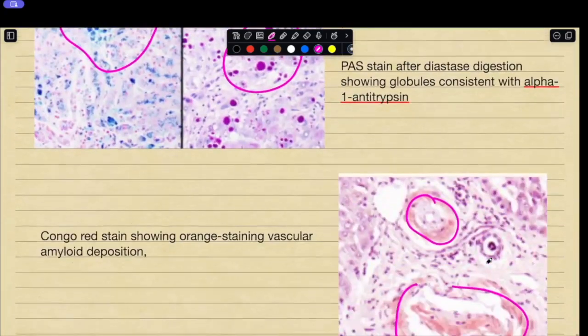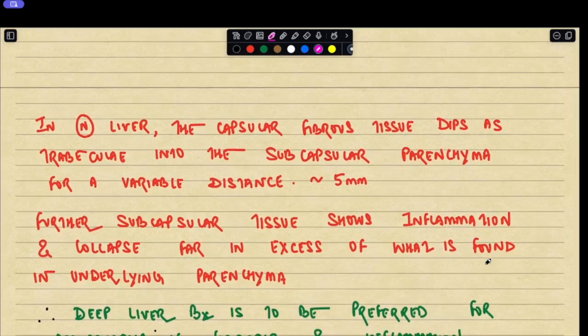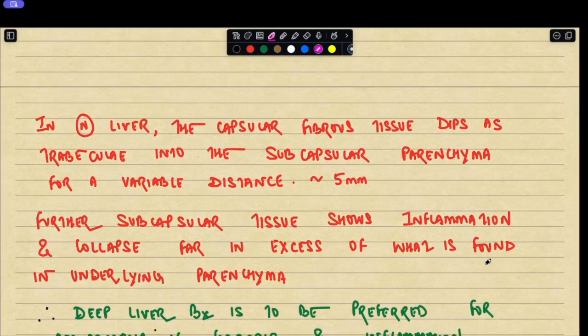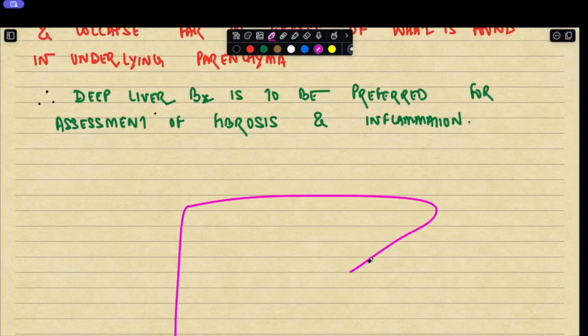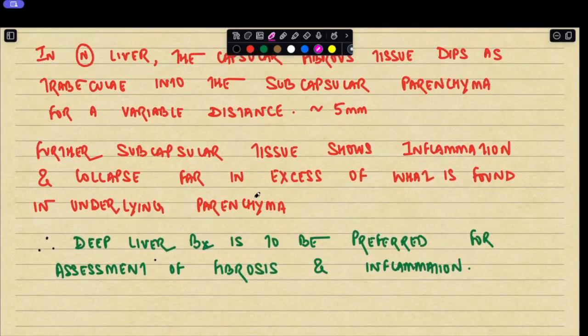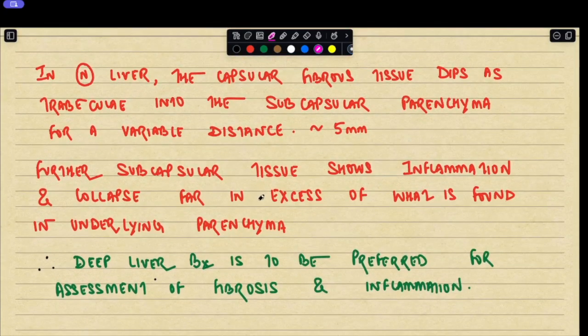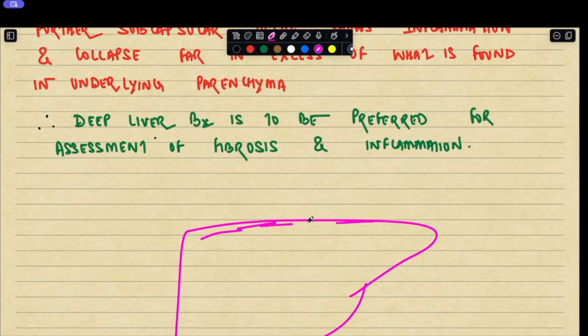One important point I would like to highlight before I complete this session: this is the normal liver, and this is the capsule area. Remember that in normal liver, the capsular fibrous tissue dips as trabeculae into the subcapsular parenchyma. Over here there is some fibrosis, and it is dipping deeper down like this. So there is some natural amount of fibrosis that is already there in the subcapsular area.